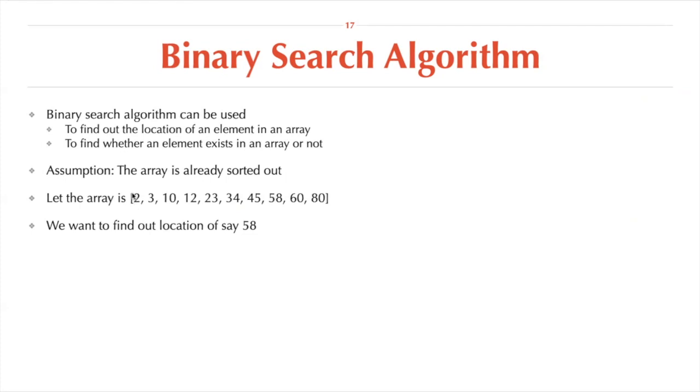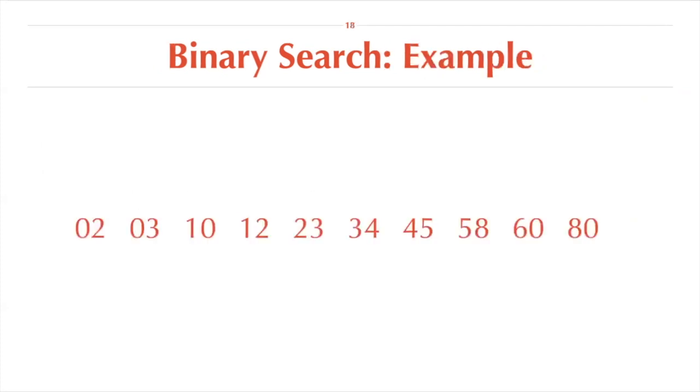Because we have already taken the sorted element, how can we do that? We will just divide this array into two parts. So how will we do that? The elements are 10. So 10 divided by 2, that is 5. So we will divide the array into 5 elements. So the first 5 are here and the other 5 here. So these are sorted. So 2 to 23 is there and 34 to 80 are here.